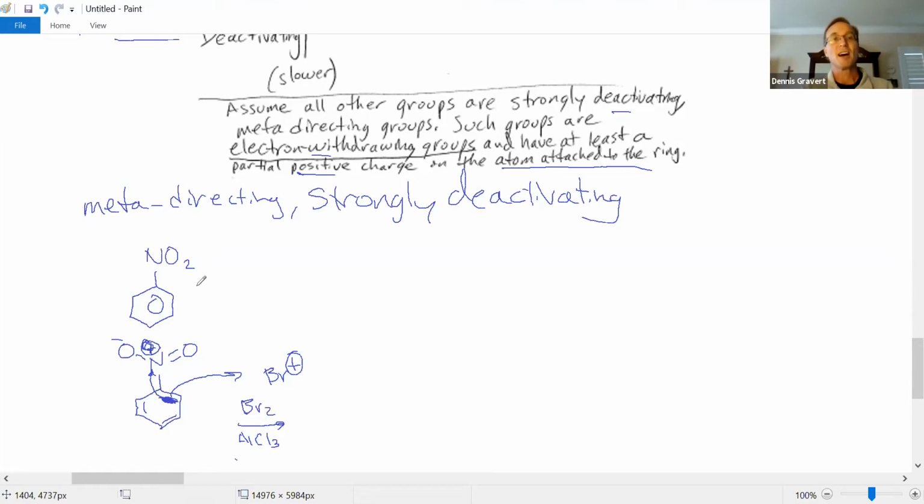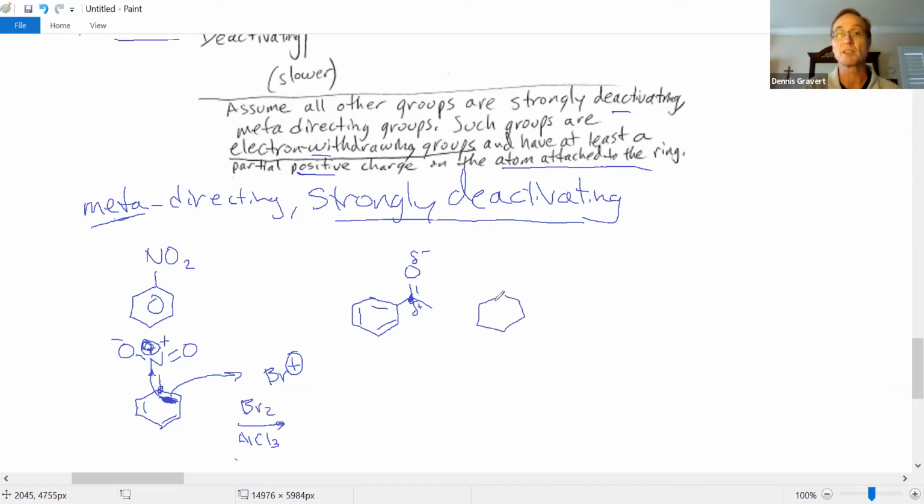So if an atom attached to a ring has a plus or a slight positive charge, it's going to make it a meta director, a strongly deactivating group. I think we had an example where we said, what if you had a ketone on the benzene ring? Yeah, ketones are deactivating too. They're meta directors that deactivate. Why? Because oxygen is more electronegative than carbon. And whoa, now the atom attached to the ring has a slight positive charge. So any carbonyl, C double bond O group on benzene is going to be a meta director.